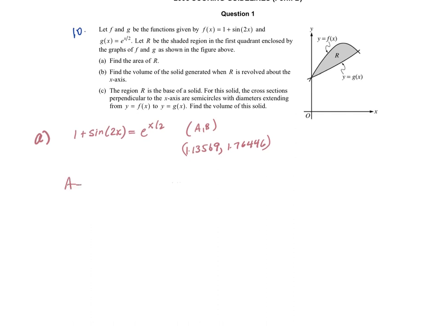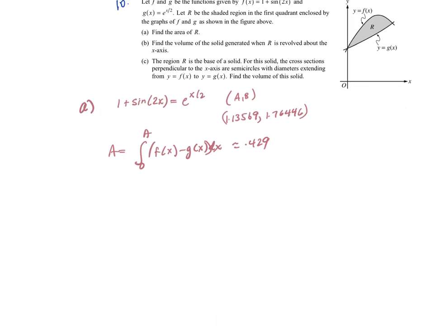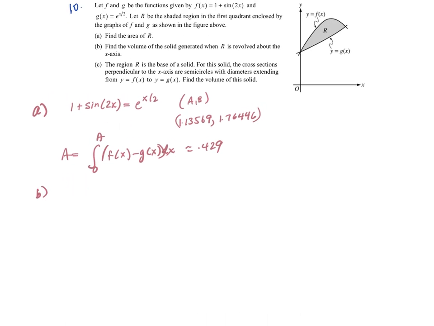All right, so find the area. So area is equal to the upper minus the lower. So we're going to go from 0 to A, and then upper minus lower is f of x minus g of x. Is that all you want to write on your paper? Full credit, no chance for a mistake, okay? We get about 0.429.